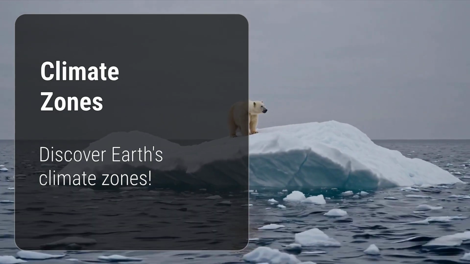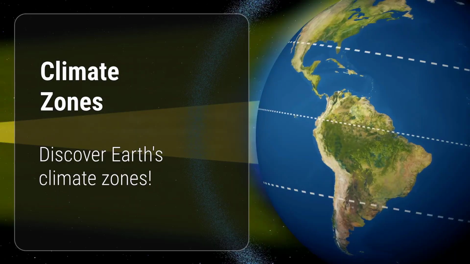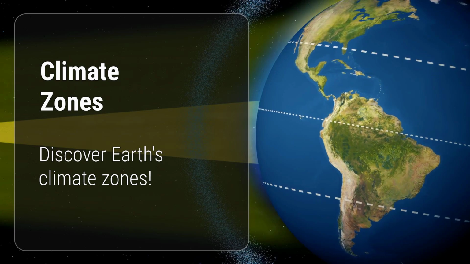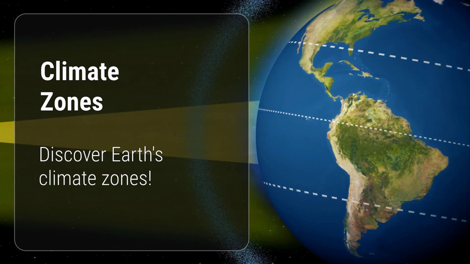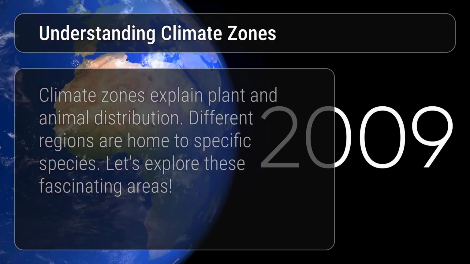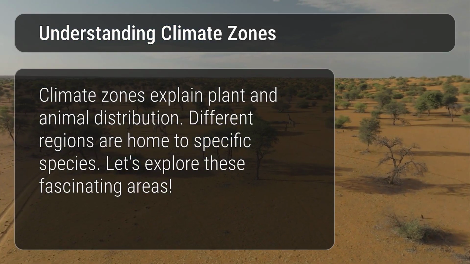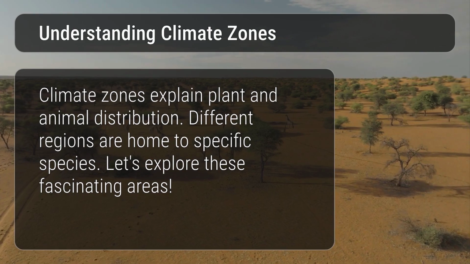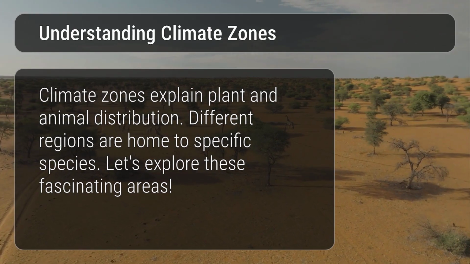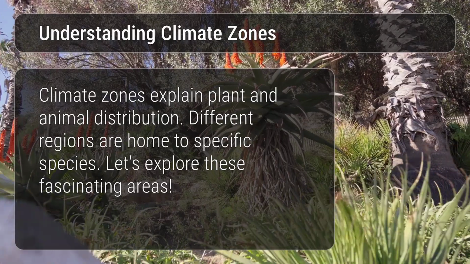Have you ever wondered why some parts of the world are always hot and steamy while others are covered in ice and snow? Or why where you live has 4 distinct seasons? It's not random. It's all thanks to Earth's amazing climate zones. Understanding climate zones helps us understand so much about our planet. It explains why certain plants grow in one place but not another, and why different animals call specific regions home. Let's dive in and explore these fascinating areas.